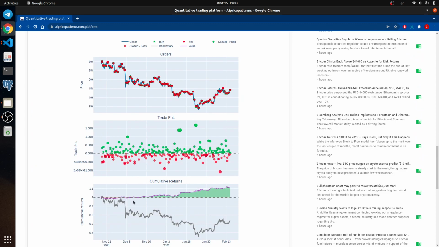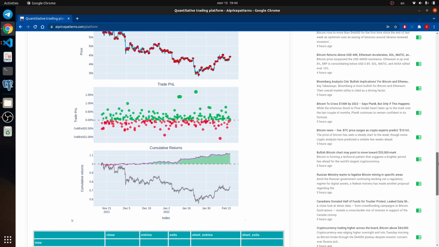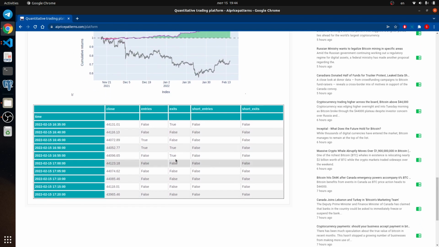Okay, and you see we have some smooth line of profit, and it means we really find some sequences between this combination, and it really works. And the last table is the last 10 rows of this data frame to understand when there was a signal. For example, we have entries, exits, short entries, and short exits.